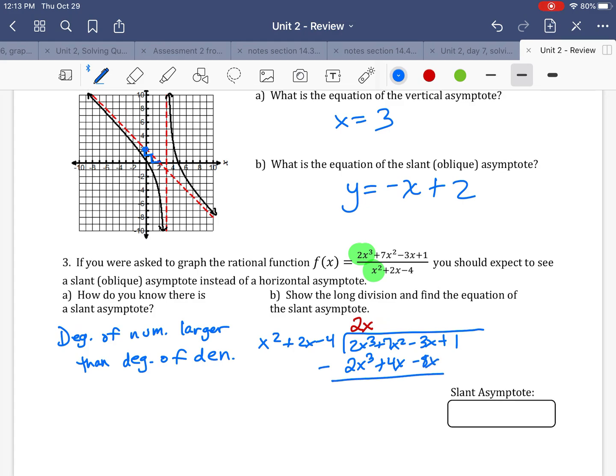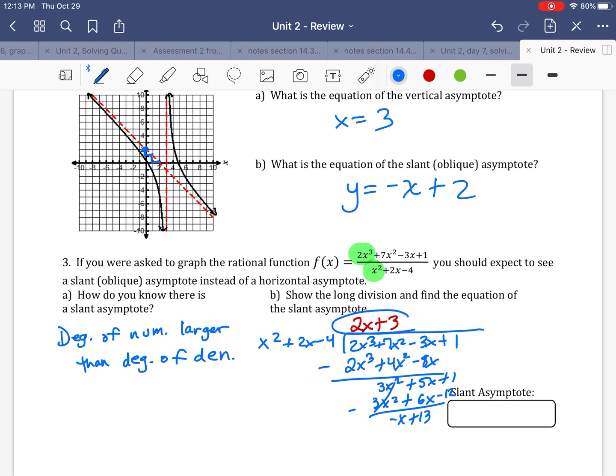Draw a line, subtract. So I get 3x squared, -3x minus -8x would be positive 5x, and then bring down my 1. All right, so my next choice to make x squared look like 3x squared, I have to do a plus 3. Multiply it out, so I get 3x squared plus 6x minus 12. All right, subtract. These go away. 5 minus 6 is -1x, and then 1 minus -12 is plus 13. So that's my remainder right there.